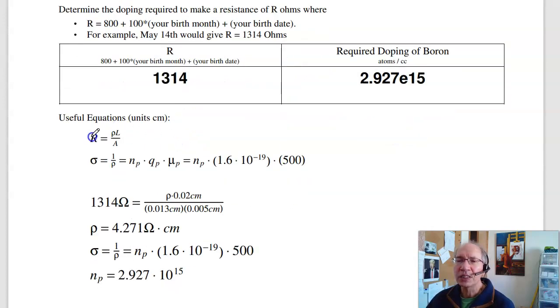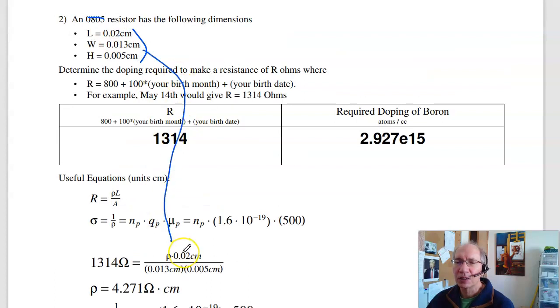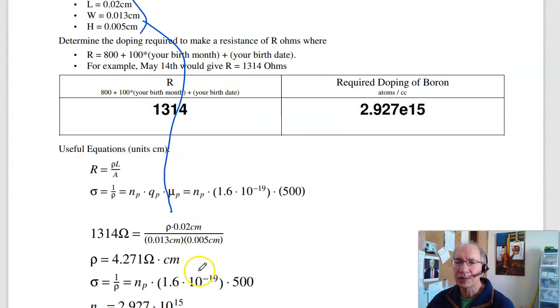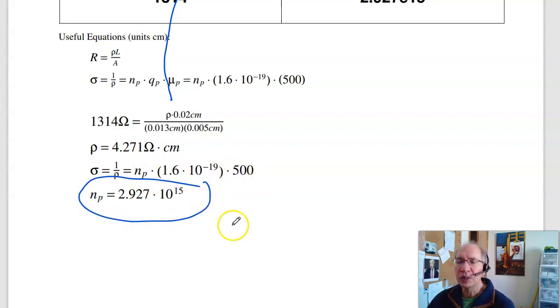Well, the equations I need are the resistance is the resistivity times length over area. The conductivity is 1 over resistivity. That's the number of charge carriers times charge per carrier times mobility. So 1314 ohms is the resistivity times, using these numbers up here, there's the length. The area is width times height. Gives a resistivity of 4.2 ohm centimeters. 1 over that is equal to the number of charge carriers times the charge per carrier times mobility. I get a doping of 2.9 times 10 to the 15th atoms per cubic centimeter.